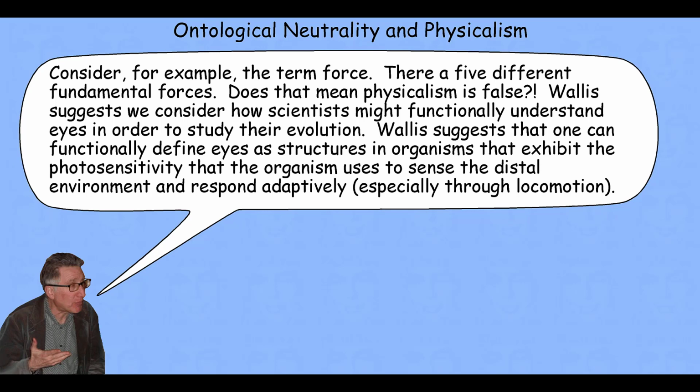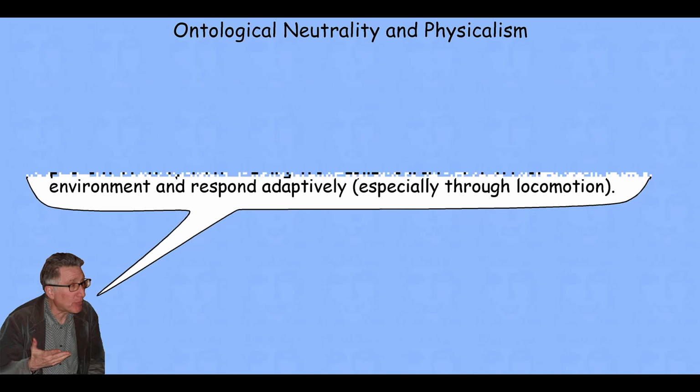Well, how then do scientists deal with functionally characterized multiply realized concepts in regular sciences, say biology? Well, let's take an example. Suppose we want to study the evolution of the eye. To do that, we need to discuss what it is to be an eye in a way that allows for a certain amount of variability in how it gets instantiated. So we might characterize an eye as a structure in an organism that exhibits photosensitivity and that the organism exploits in order to sense the distal environment and to respond adaptively, especially through locomotion.